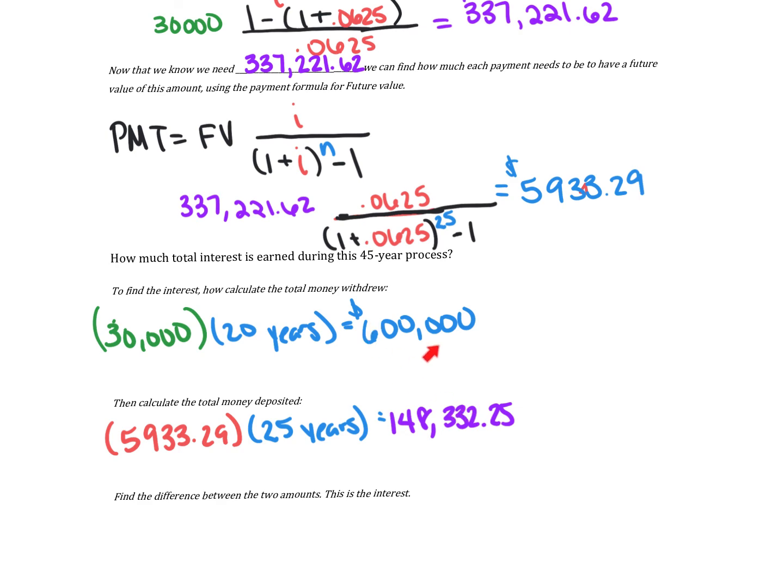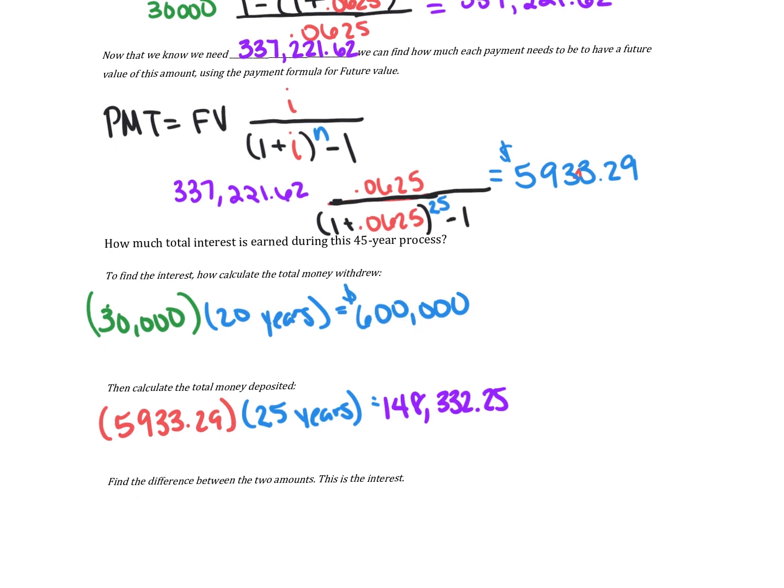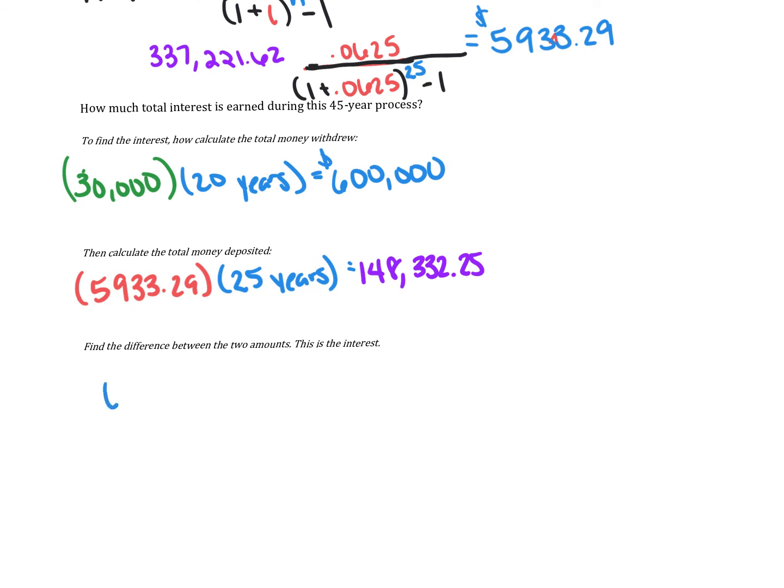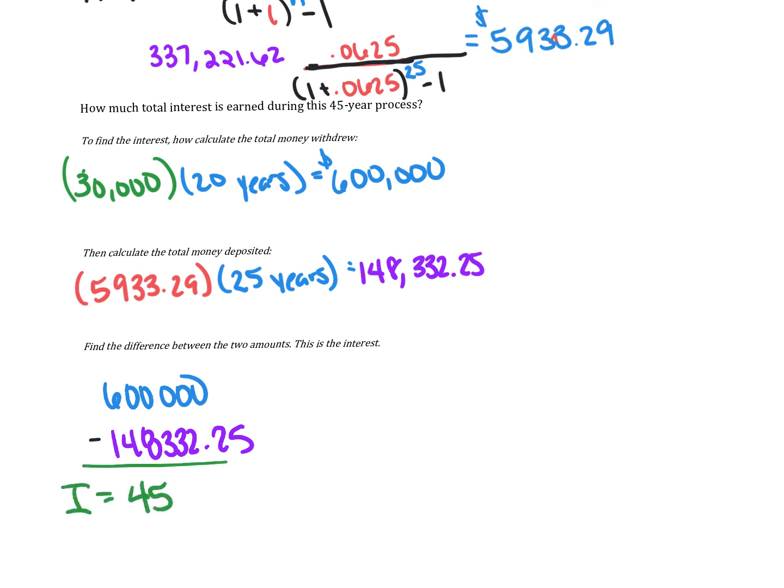That means that in order to get to the $600,000, the rest had to be interest. So we'll just take the difference between those two values: 600,000 minus 148,332.25, and I get the interest is equal to $451,667.75. So $451,667.75 was earned in interest for this particular problem.